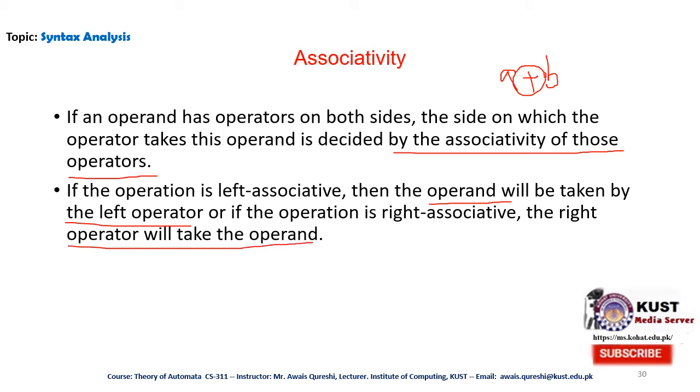So these are the default rules which say that if the operation, here the operation means this arithmetic operation, is left associative, then the operand here, a or b, will be taken by the left operator, or if the operation is right associative, the right operator will take the operand. The decision is based on this operation.